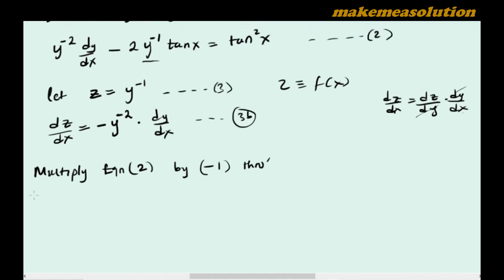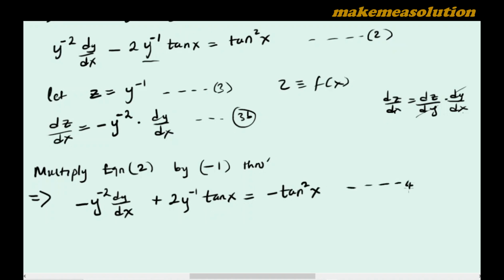So when you multiply equation 2 by minus 1 throughout, I'll now get minus 1 times y to the minus 2 dy/dx, which is a minus. Then minus 1 times minus 2 is actually plus 2y inverse tan x, and minus 1 times tan squared x gives me negative tan squared x. So this is equation 4.